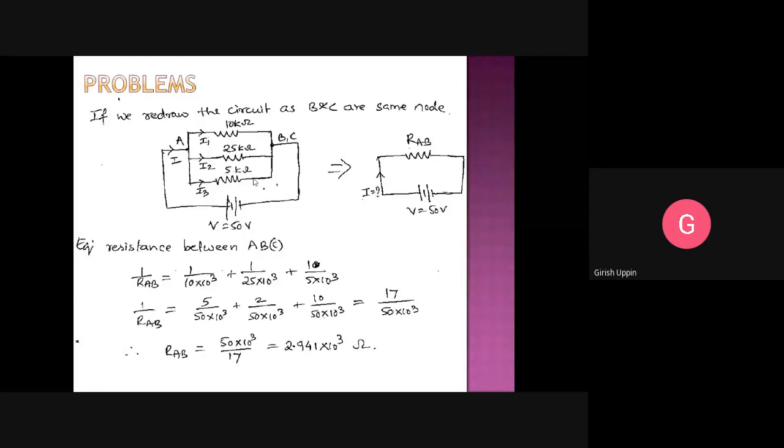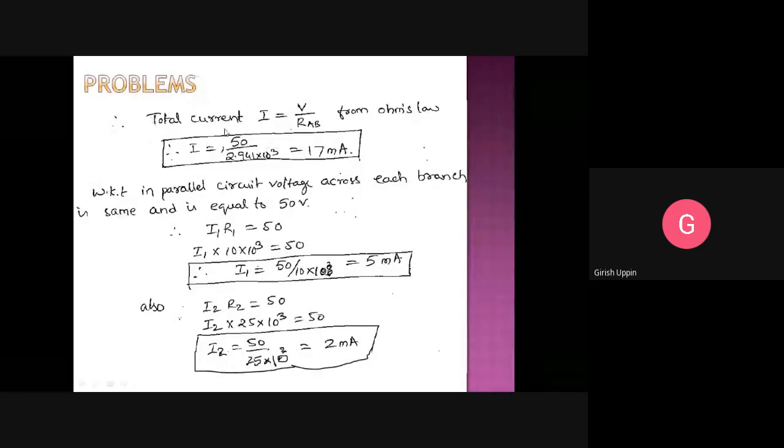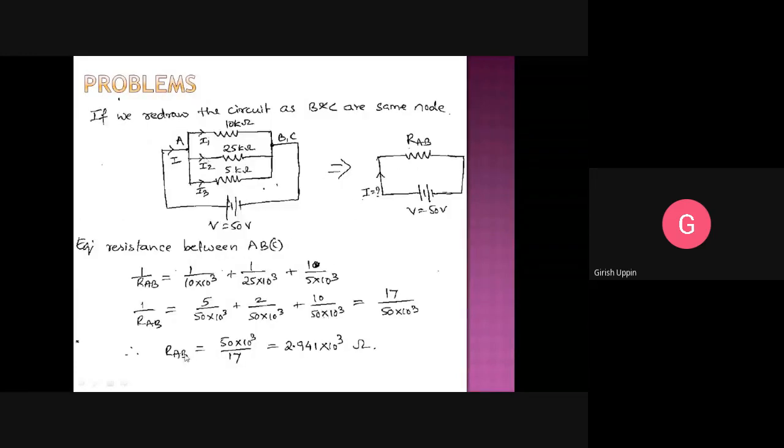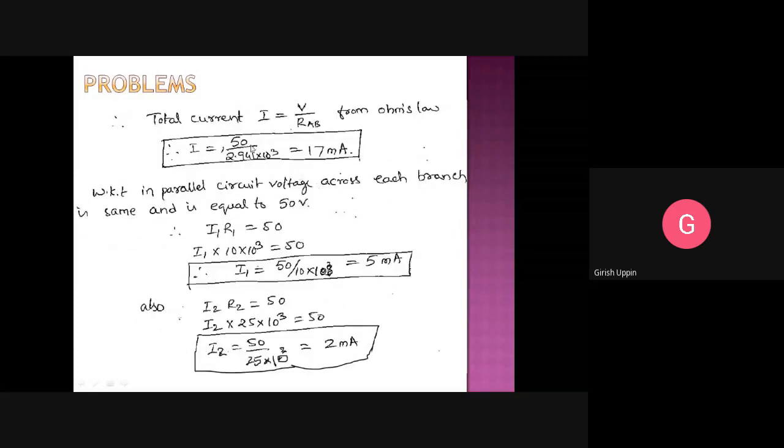Okay, so I will just show the answer. Many of you got it correctly. So once I know the equivalent resistance RAB, you calculate the current using V is equal to IR, or I is equal to V by RAB. So 50 volt divided by 2.941 into 10 raised to 3, which you will get as 17 into 10 raised to minus 3 amperes, or you can say 17 milliamperes.